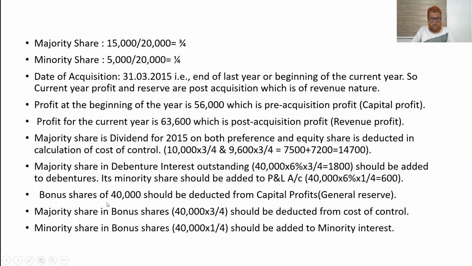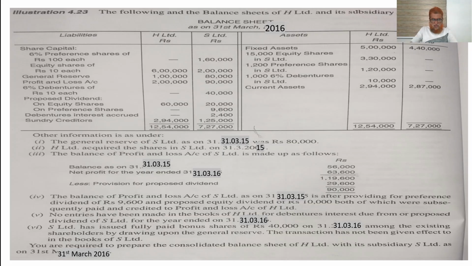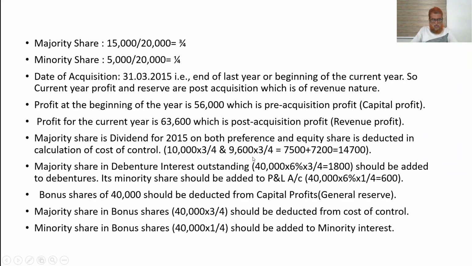The majority share in the dividend for 2015 on both preference and equity shares, which is given in the adjustment I just read, is deducted in the calculation of cost of control. That means 10,000 into 3 by 4 and 9,600 into 3 by 4, which is 7,500 and 7,200. Total 14,700 is the majority share in the dividend for 2015, last year, which is given in adjustment number 4. Its majority share is deducted while calculating the cost of control.